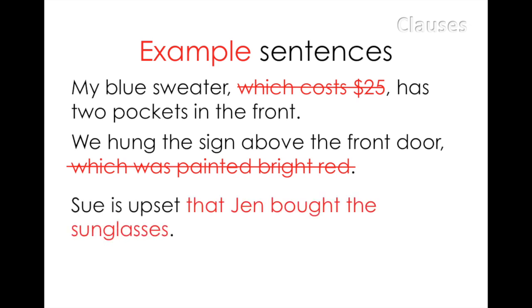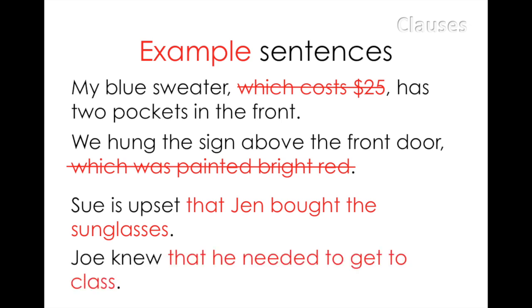Sue is upset that Jen bought the sunglasses. Sue is upset is a sentence, but it is essential to know why she is upset. This sentence loses important meaning when the that clause is removed. Here is another example. Joe knew that he needed to get to class. Joe knew. Joe knew what? That he needed to get to class. This that clause is essential to understanding this sentence.